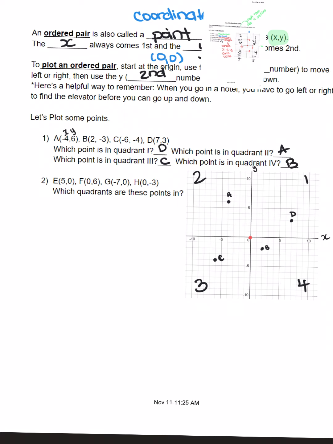Okay? And now I want you guys to pause this for a second, and I want you to try to plot E, F, G, and H. And again, I'm just finding 0, going up to 6 now, that's F. Finding -7 on my x-axis, not moving up or down because there's nothing there. And then finding 0 going down 3. And I notice that all 4 of these points now are on my axes, and they're actually not in any quadrants.